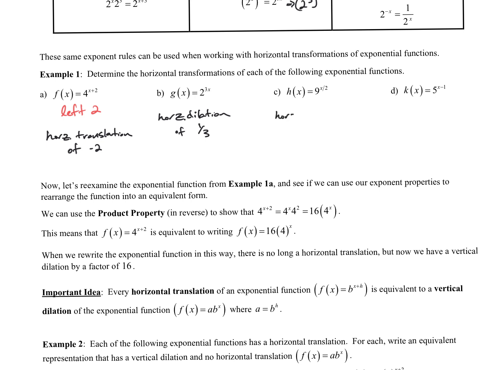It's a horizontal dilation of what? Of 2. All right, because this is the same thing as 1/2 x. All right, this next one, I have 5 to the power of x minus 1. Well, what's this one do? In layman's terms, what's this do? It goes right 1. However, what do we actually say that is? It's a horizontal translation of what? Of 1. All right, beautiful. You're doing great, Connell.